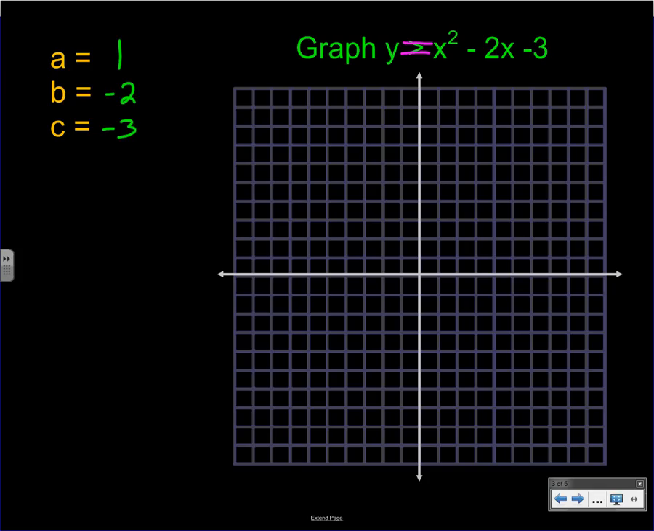Let's go ahead and find the vertex. x is equal to negative b, negative 2, over top of 2 times a. And we work this out. A negative 2 is a positive 2. 2 times 1 on the bottom is 2, and 2 over 2 is 1.